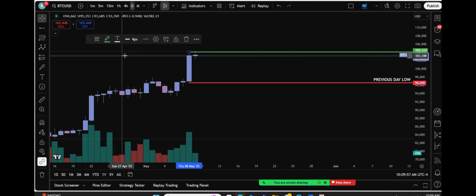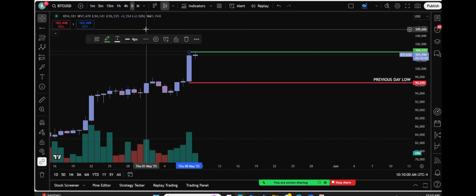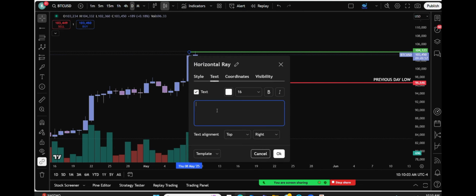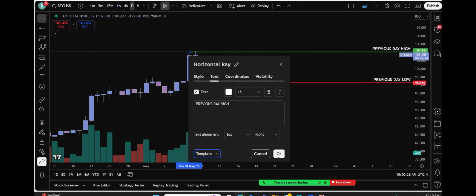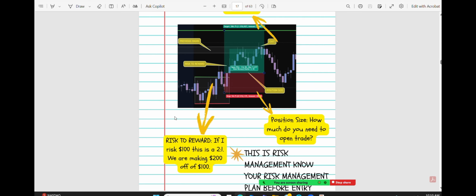Let's go previous day high. And it's 4px. Let's go to settings. Text. Previous day high. Top right, 16. Text is white. Save as previous day high. PDH. It's right out of here.